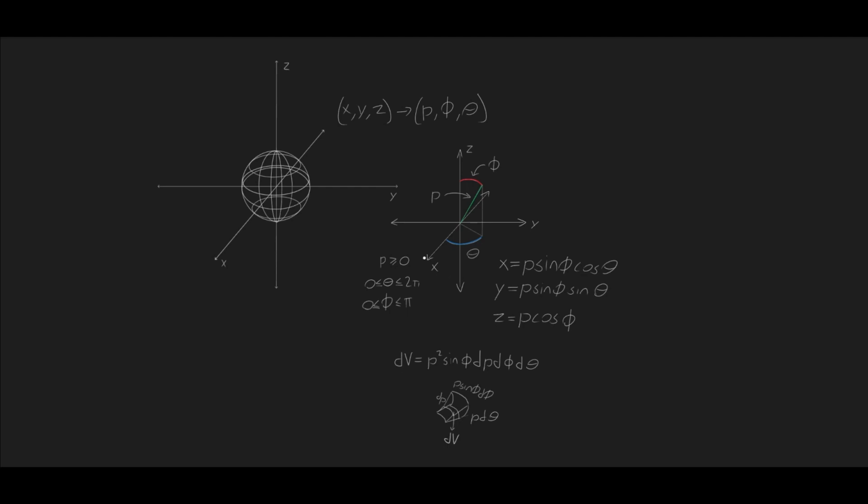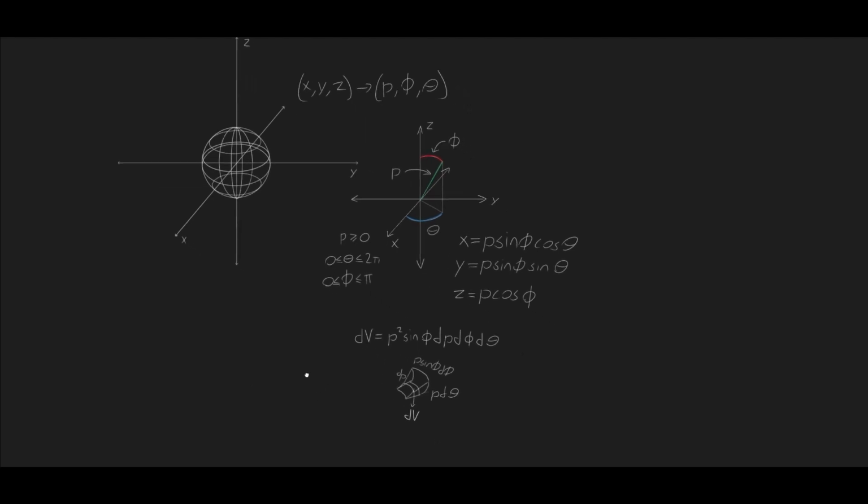And to convert between normal coordinates and spherical coordinates, you can use this, which says that x equals rho sine of phi times cosine of theta. y is rho sine of phi times sine of theta. And z is rho cosine of phi.